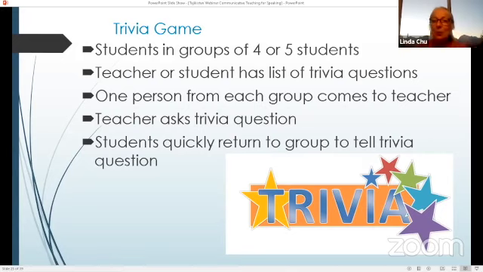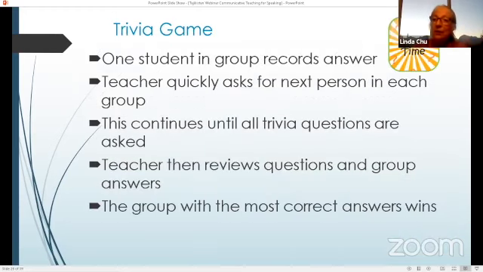I, as the teacher, will ask the trivia question. And then those students have to remember the question, and they go back to their group and they ask the question. So one student in the group is going to write the answers, not the question, just the answers. But I don't give them very much time in between before I ask the next person in each group. So they're taking turns from groups.